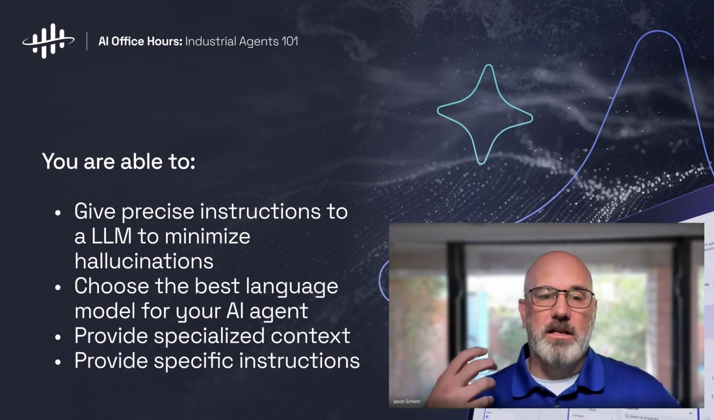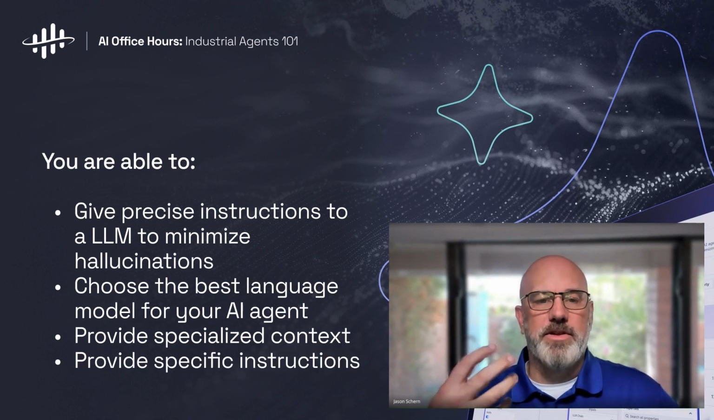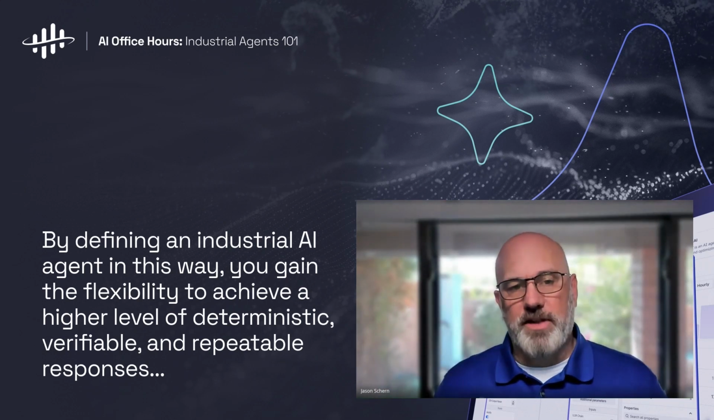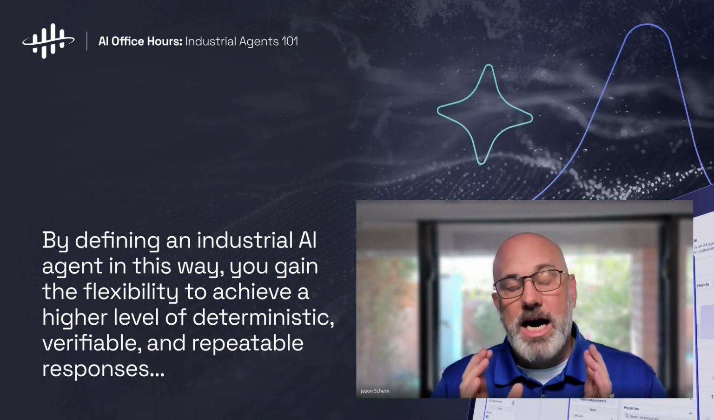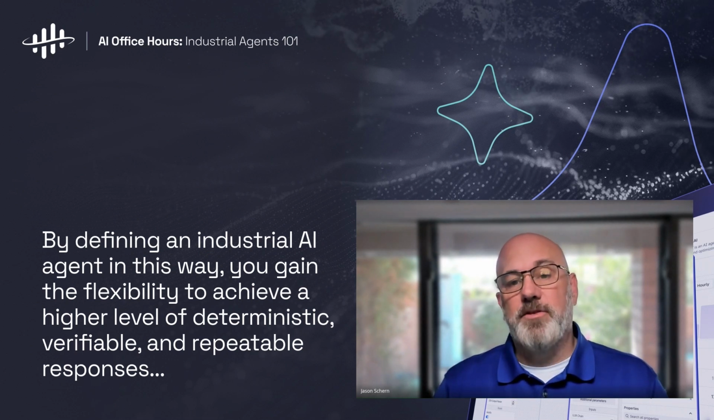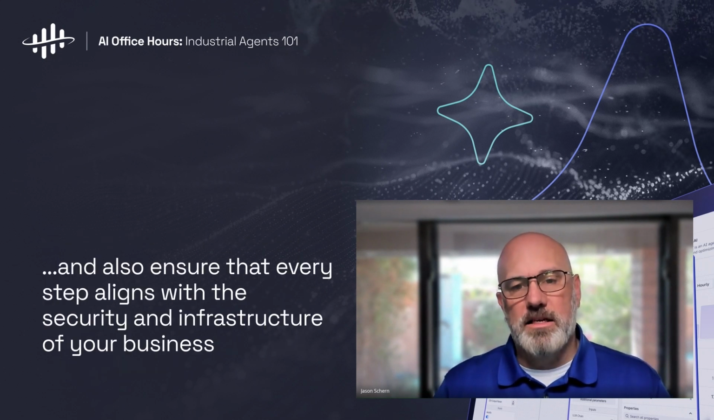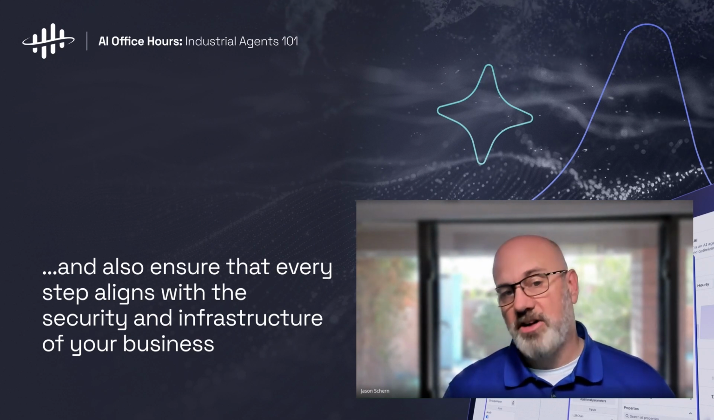And then finally, we can provide a lot of specific instruction to the large language model about how to deliver the output. So I can give instructions on how to perform the task. I can assign a specific language model to use that's going to be best for this type of task. I can give it specific context information, proprietary information for my company, in order to answer the question, and I can tell it how to get that answer in return. By defining an AI agent in this way, I now have the flexibility to get a higher level of deterministic response. I can get information that is verifiable and repeatable, and I can ensure that these things are acting in a way that aligns to the security and infrastructure of my business.